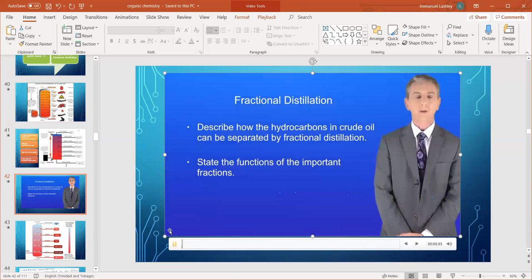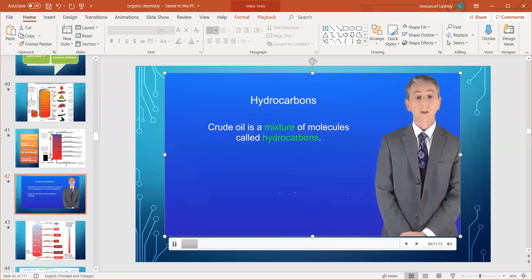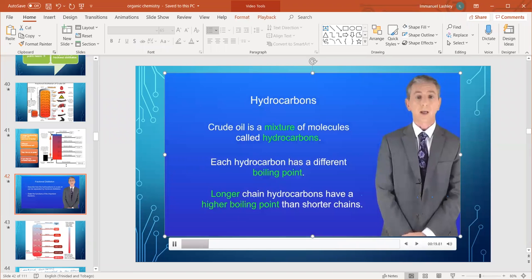You should be able to describe how the hydrocarbons in crude oil can be separated by fractional distillation. You should then be able to state the functions of the important fractions. Over the last couple of videos, we've seen that crude oil is a mixture of molecules called hydrocarbons. Each hydrocarbon has a different boiling point. Longer chain hydrocarbons have a higher boiling point than shorter chains.